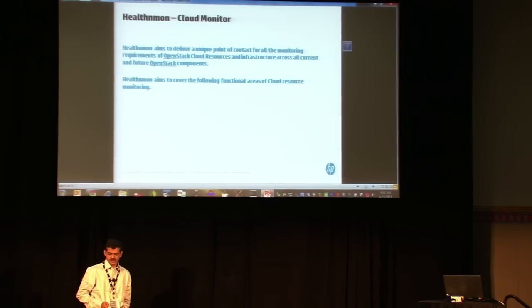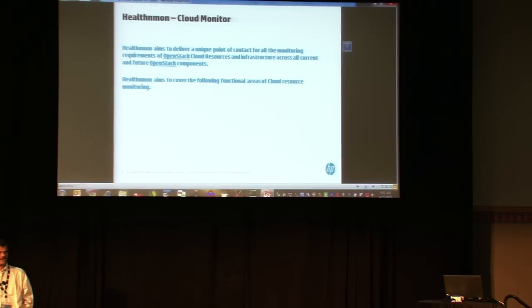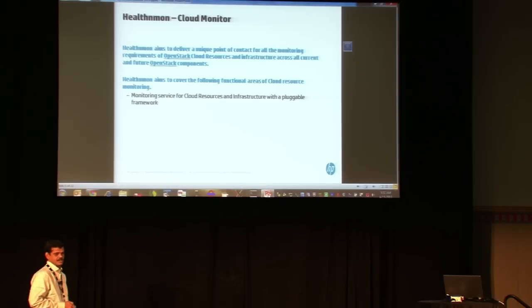As part of this, there are many functional areas we want to cover, and we want to provide a common architecture using which you can monitor different components and cloud resources, as well as the cloud deployments that you will see in the cloud. We are looking for a pluggable architecture, similar to what we have seen with other OpenStack components like Nova, where we have different pluggable drivers for different implementations. Similar to that, we have a pluggable architecture defined for Healthnmon, where you can plug in different drivers which cater to the different hypervisors that you will build your cloud on, using OpenStack.